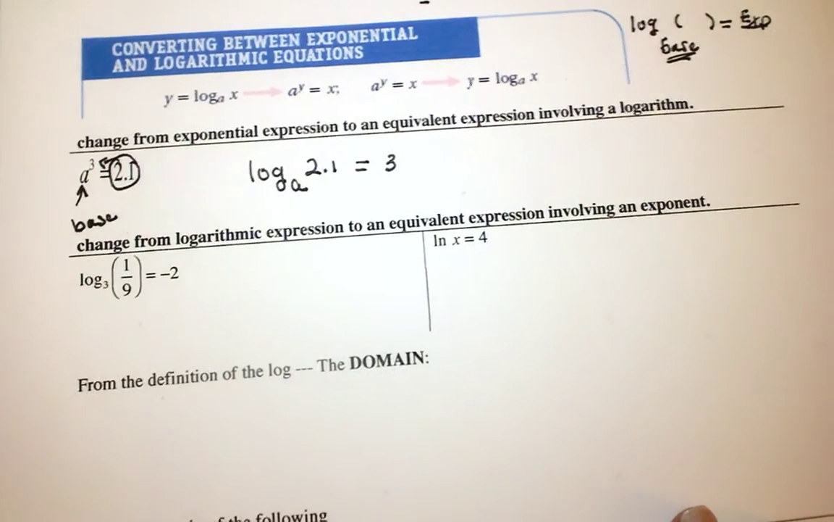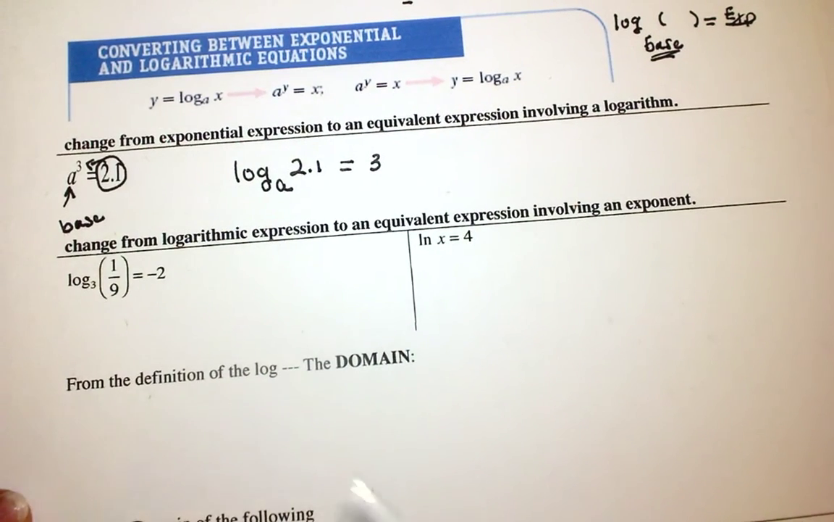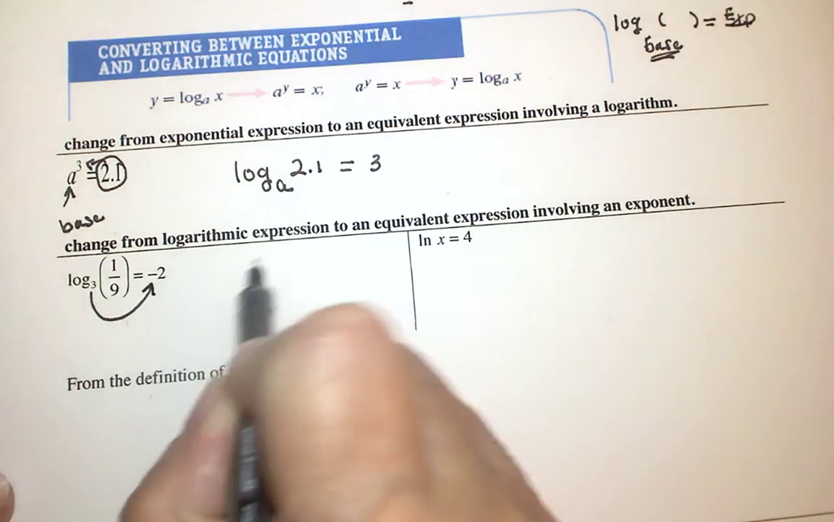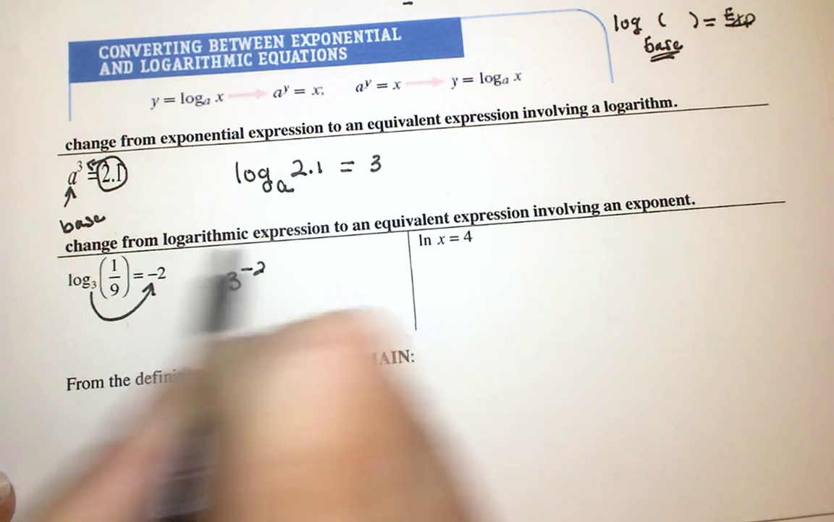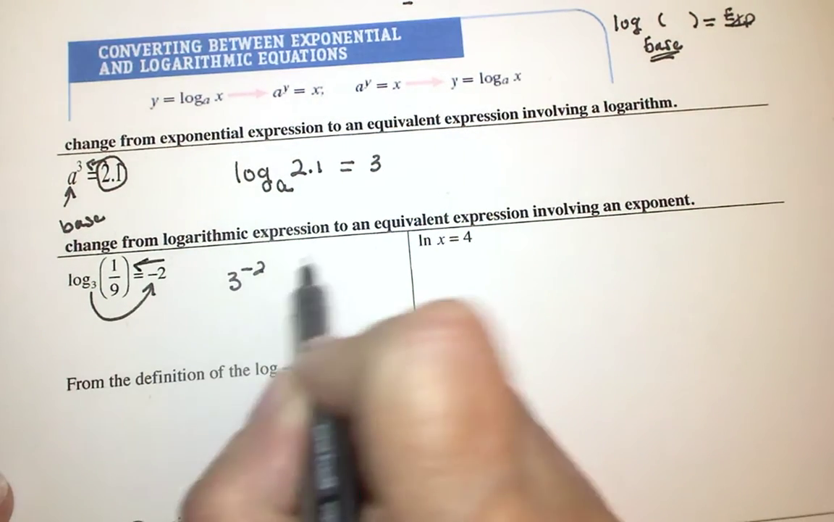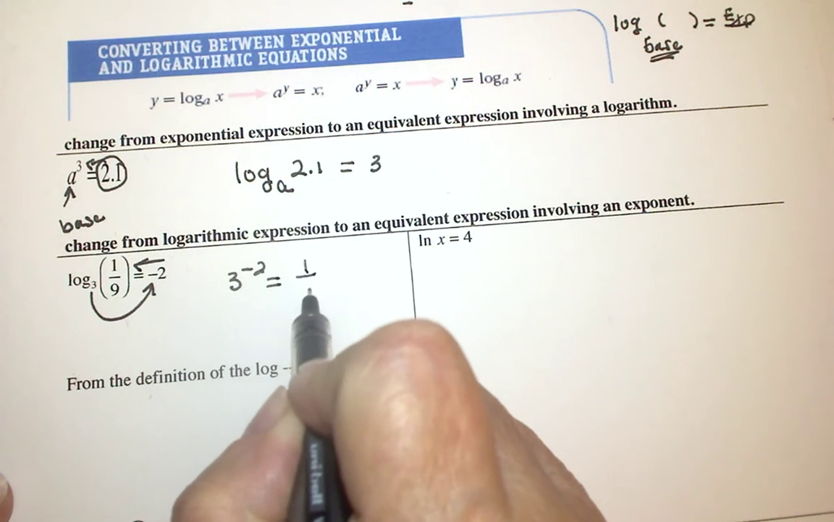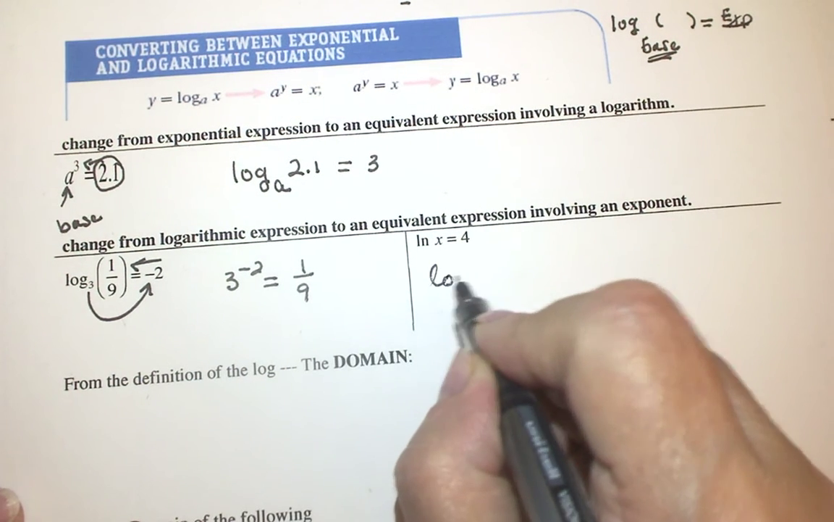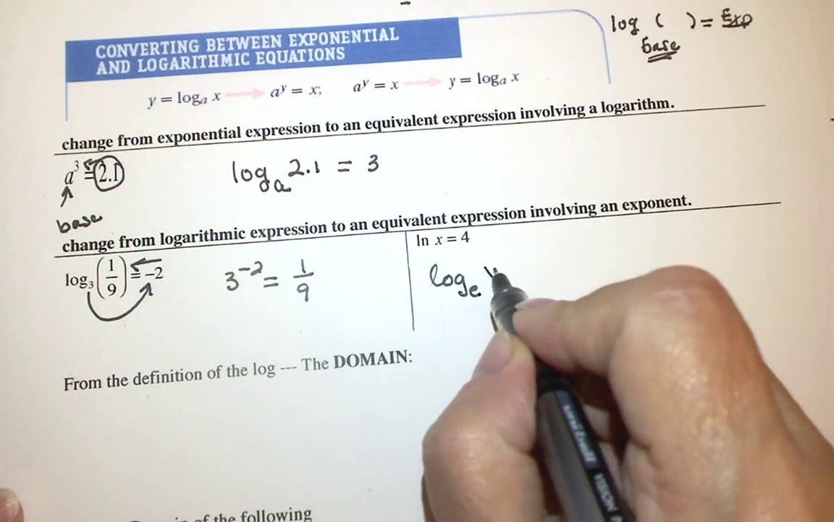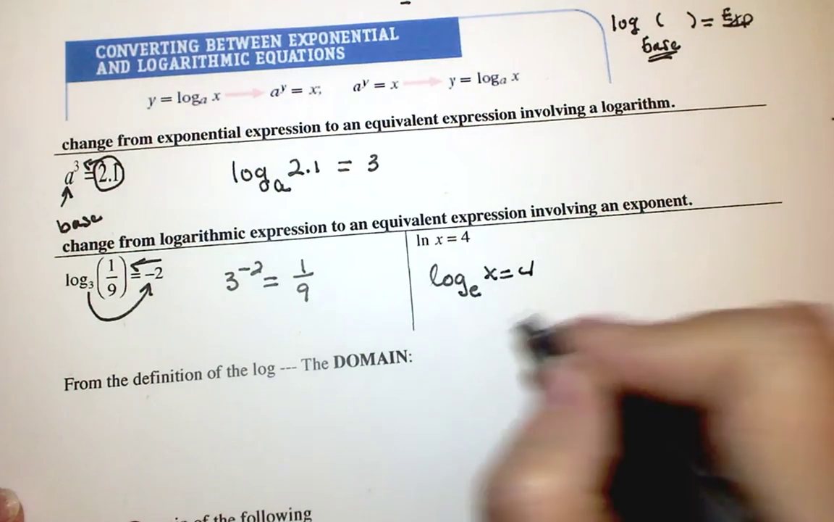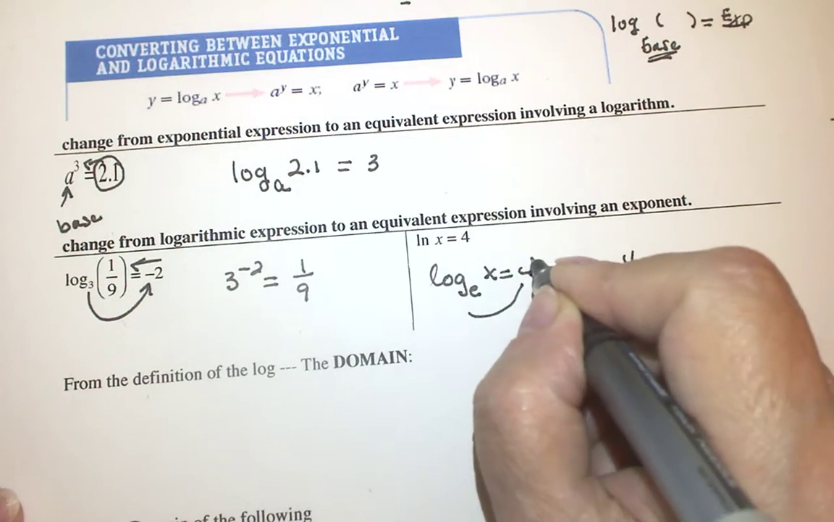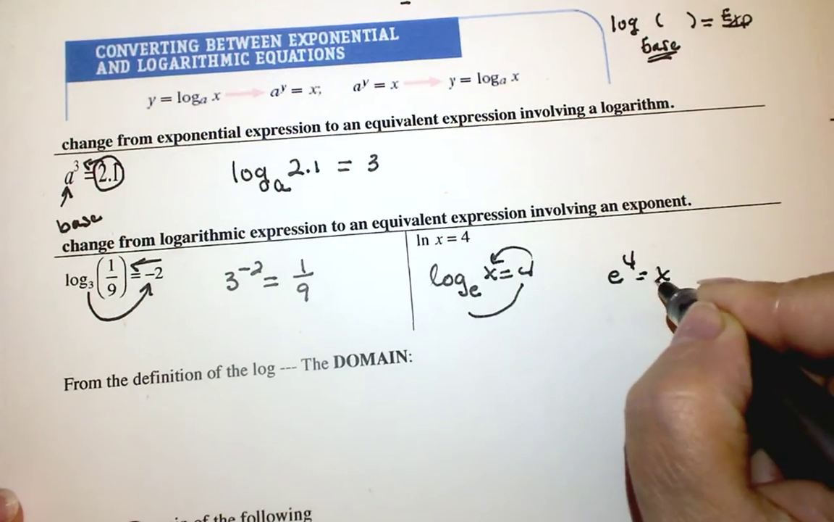What we do most of the time is take it from log notation to exponential. So this would take 3 to the negative 2, come back through the equal sign, 1 over 9. Now remember, natural log is base e, so this is log base e of x equals 4. So e to the 4 equals, come back through, x.